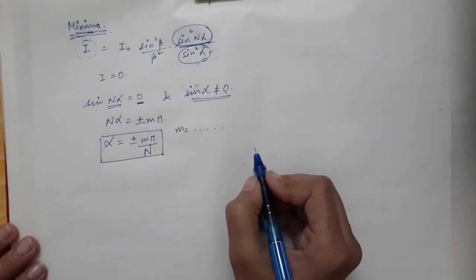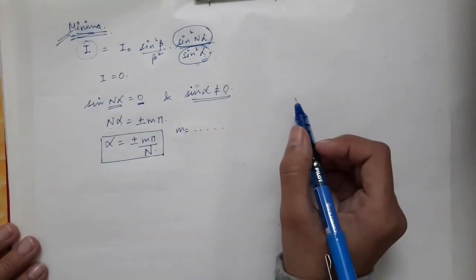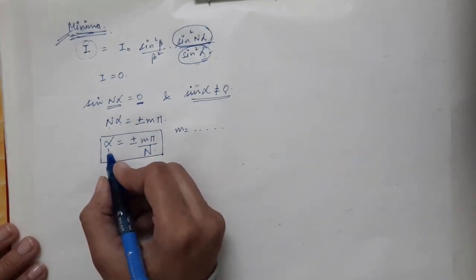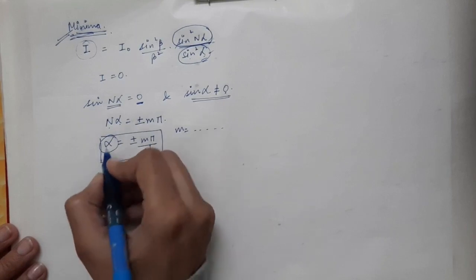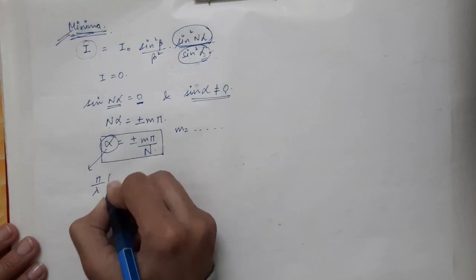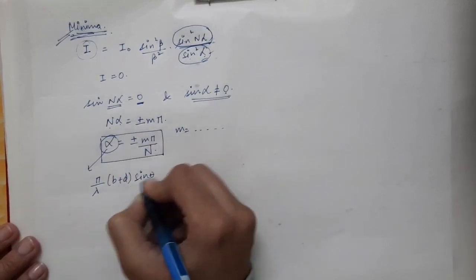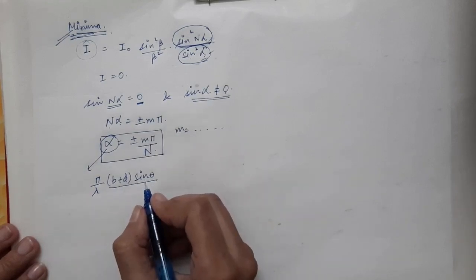So this is the condition of alpha for obtaining minima on the screen due to diffraction at multiple number of slits. So from here also you can put the value of alpha that we have seen, the expression which was equal to pi by lambda into b plus d into sine of theta. So then you can get the condition of b plus d sine theta from here also.